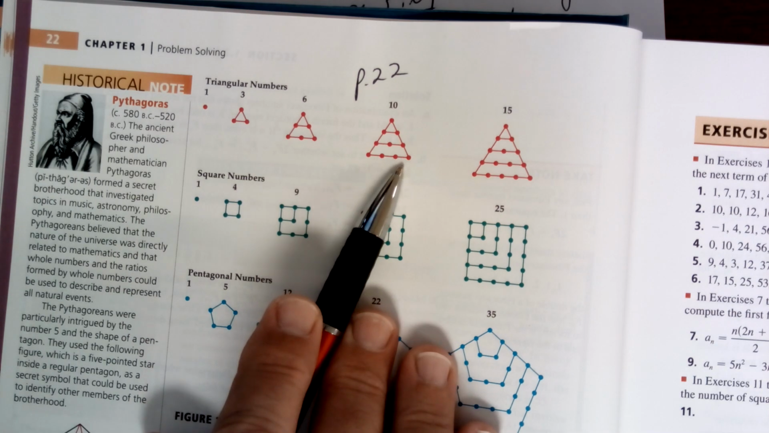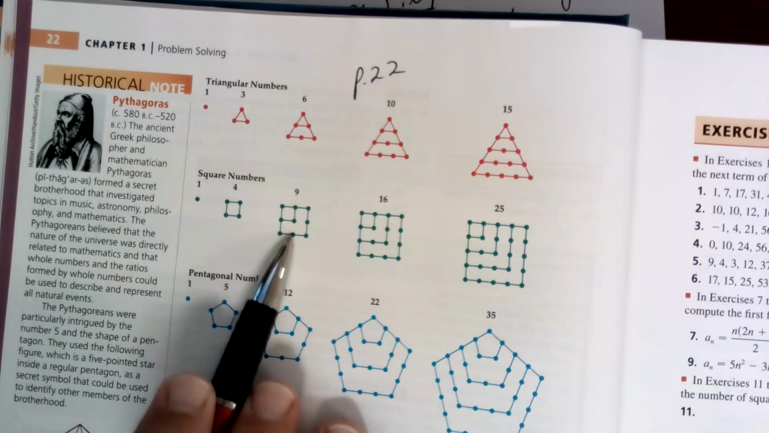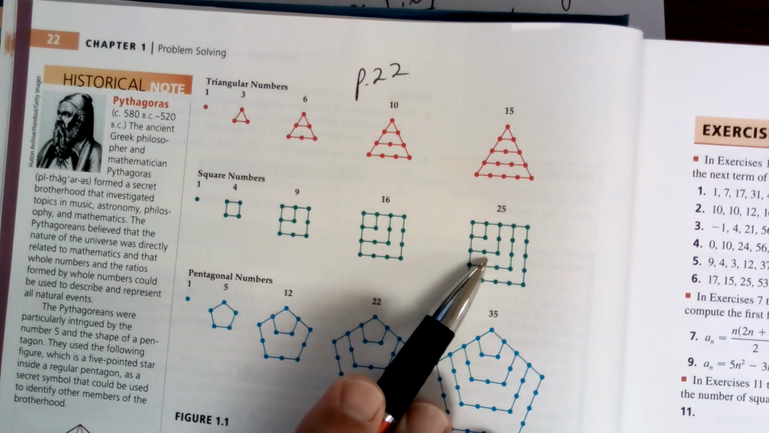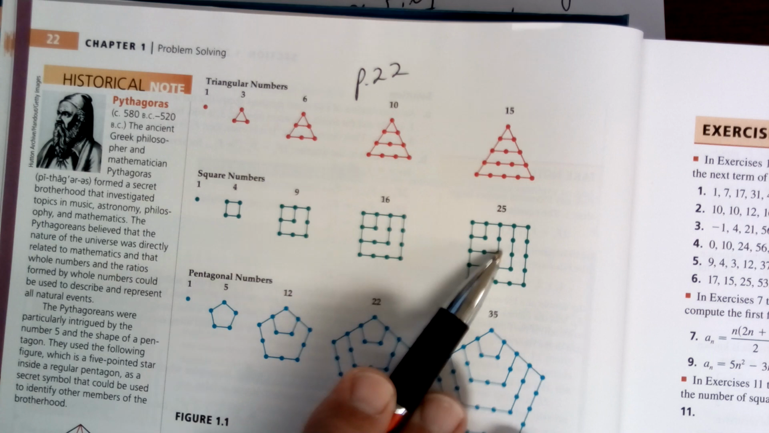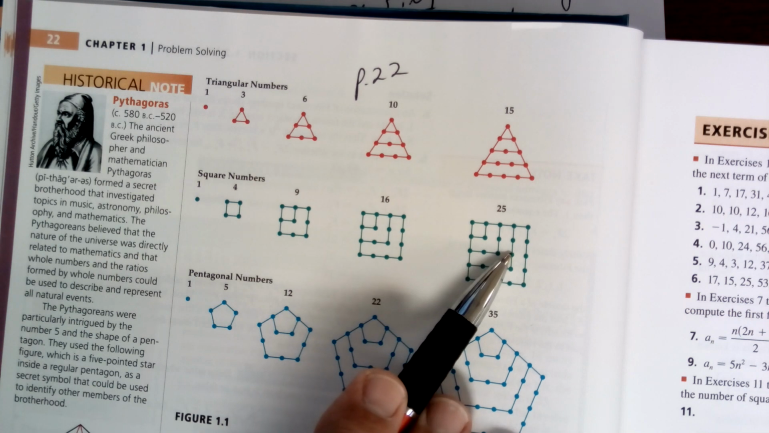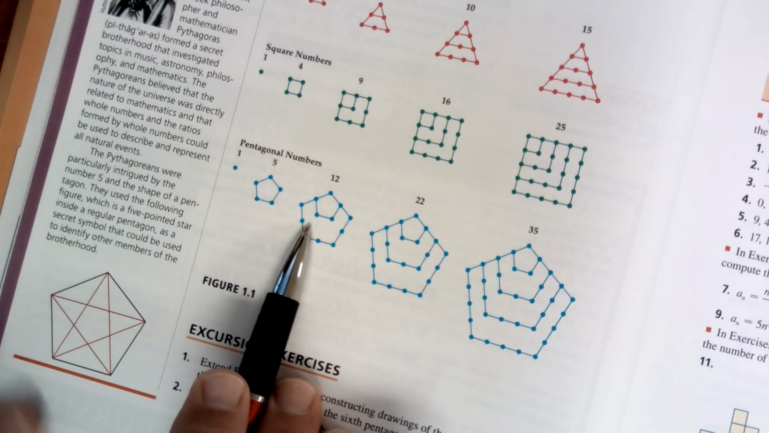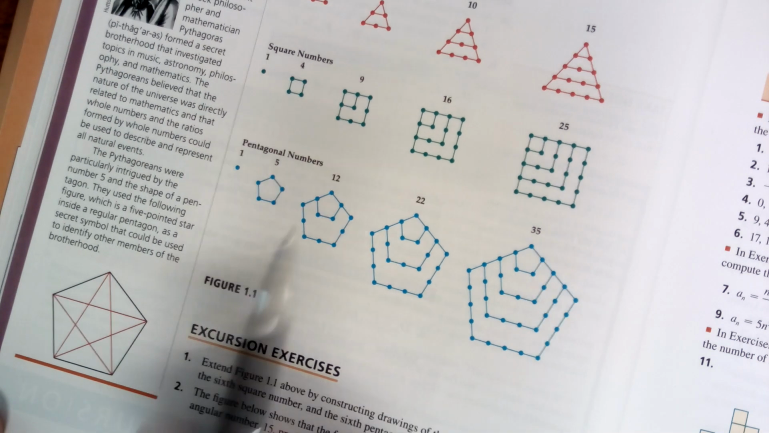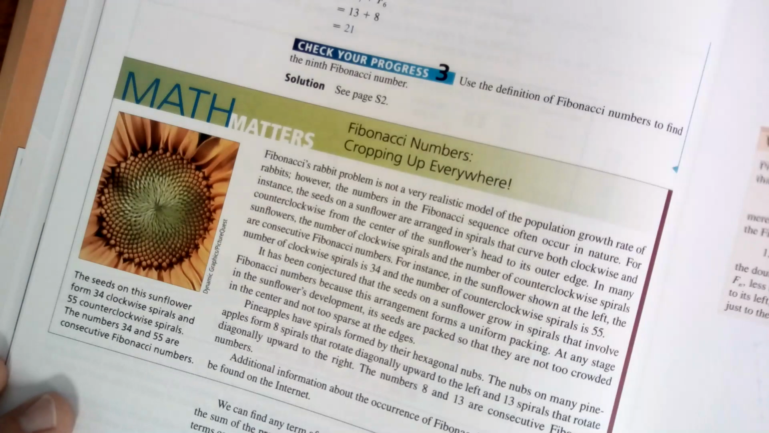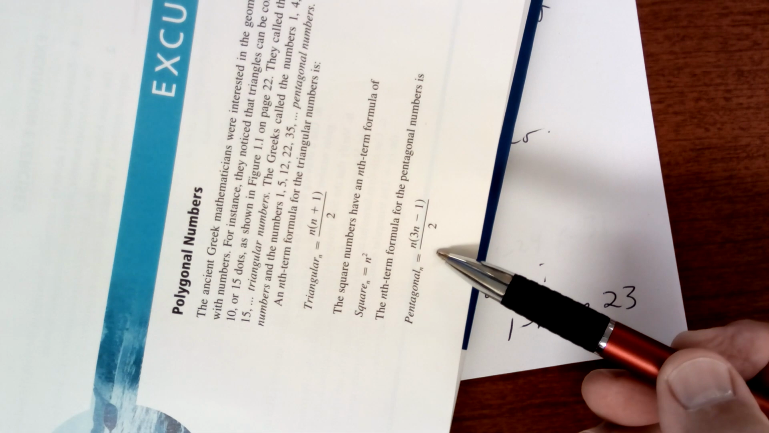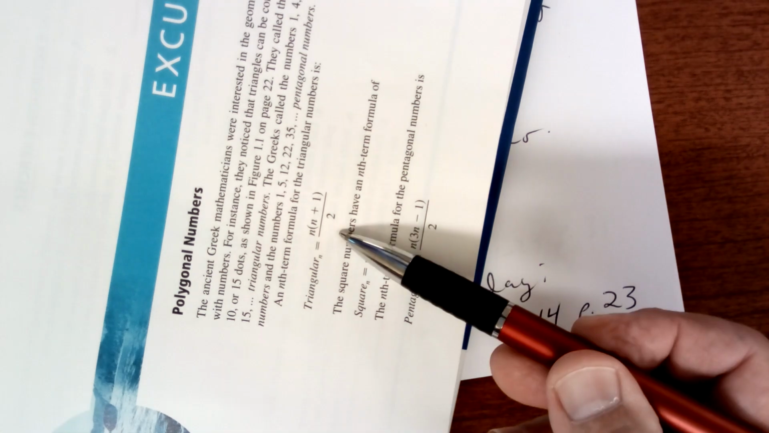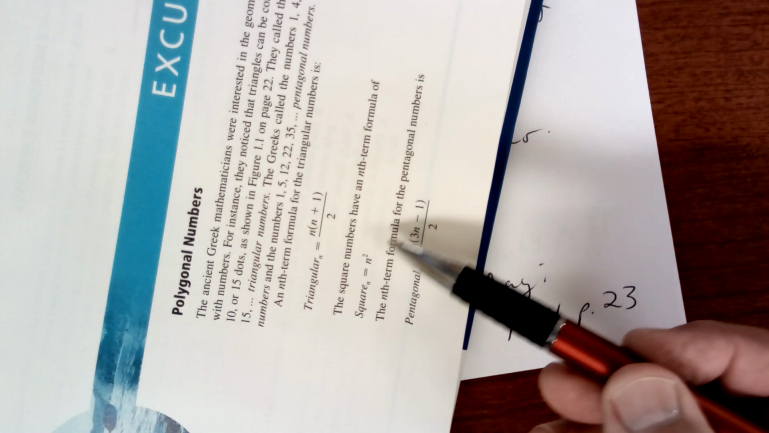If you have 4 dots or 9 dots, you form a square, right? 4 times 4 is 16. 5 times 5 is 25. Down here is a pentagon, and I think there's a formula for that, okay? And I think it's on the previous page, and here it is right here. That formula right there is for a pentagonal figure, okay? There's the formula for a triangular figure, and there's the formula for the square figure.